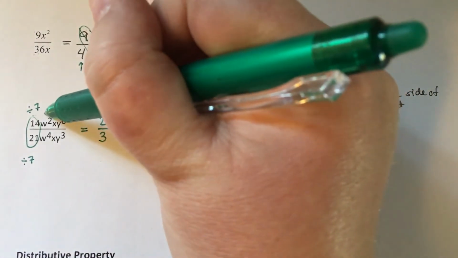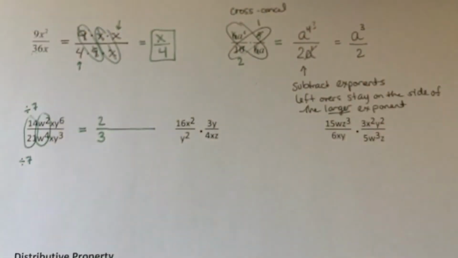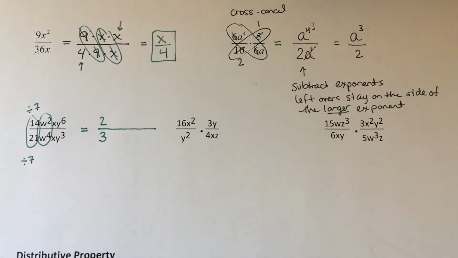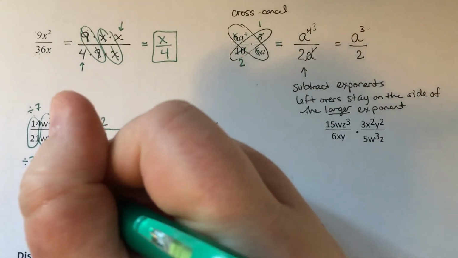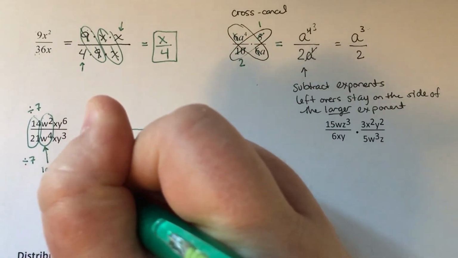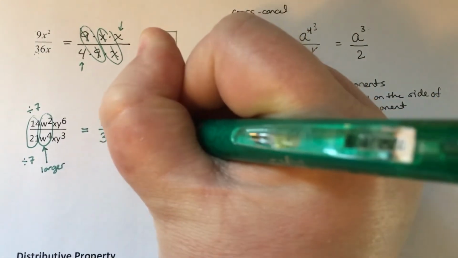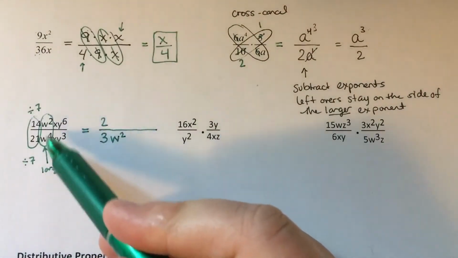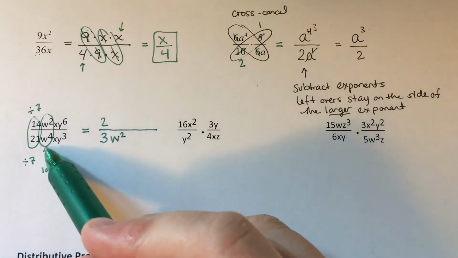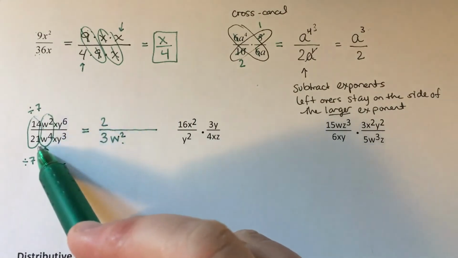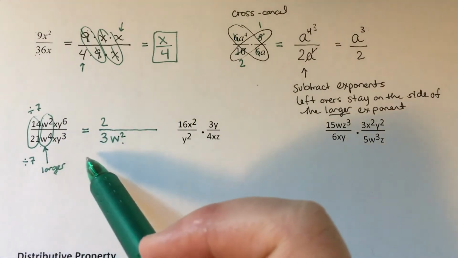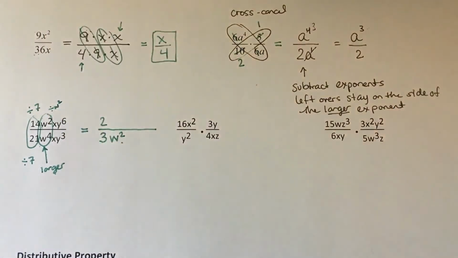All right, next one, w squared over w to the fourth. We're going to subtract the exponents. 4 minus 2 is 2. But the leftovers go on the side with the larger exponent. So the w squared, the leftover 2 from when we cancel, goes on the side where there was 4 to begin with. So we've taken away 2 w's from the top and 2 w's from the bottom. That's the same thing as dividing top and bottom by w squared. That's really what we're doing, is dividing by w squared when we say we're taking away 2 w's.